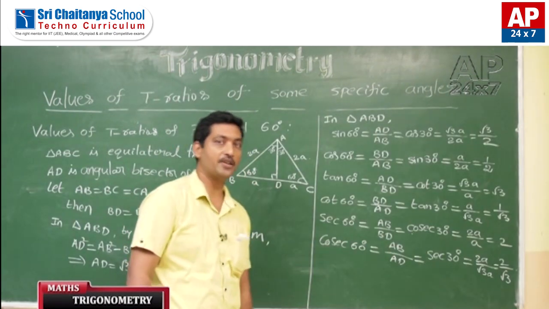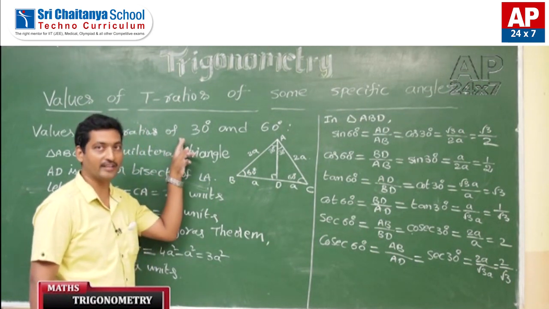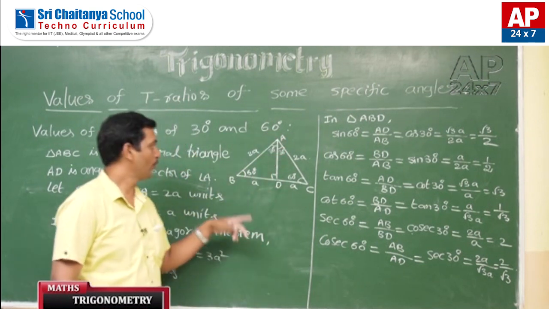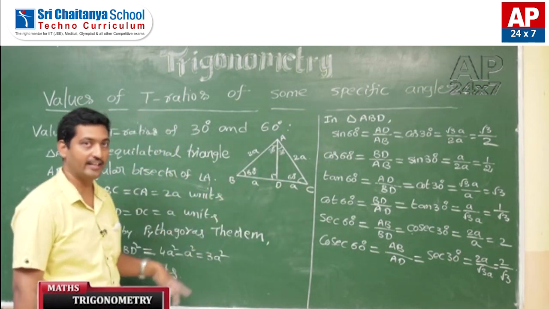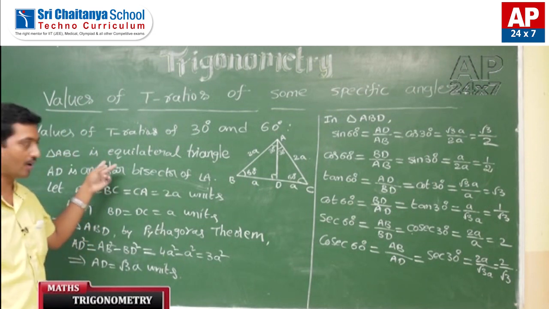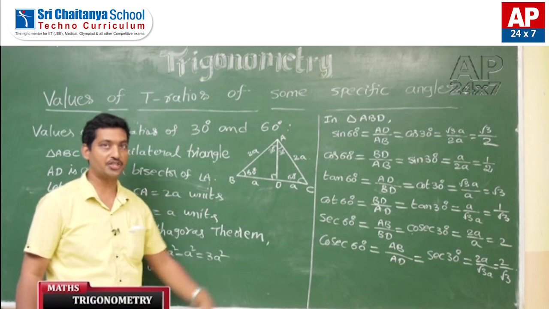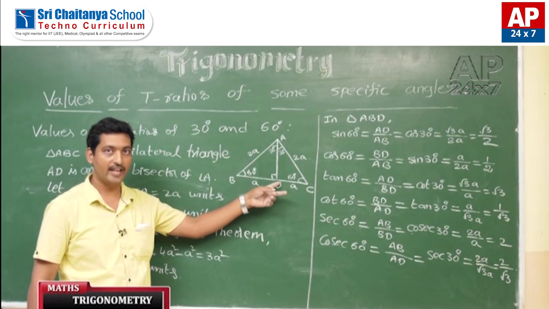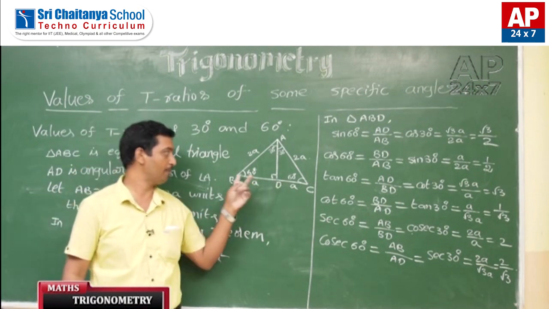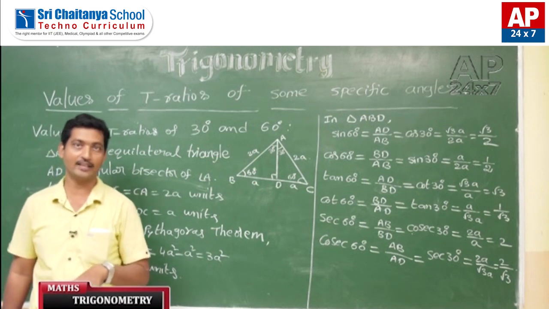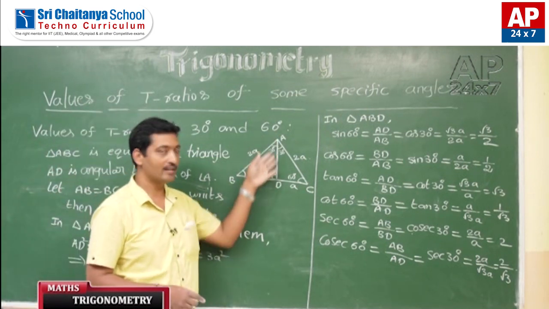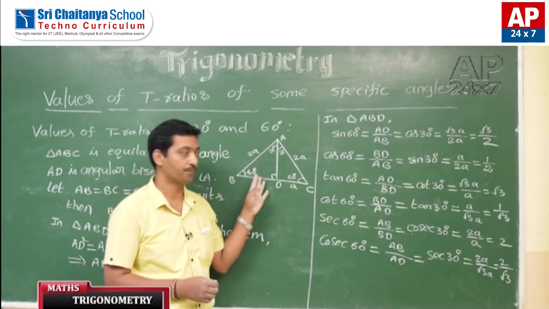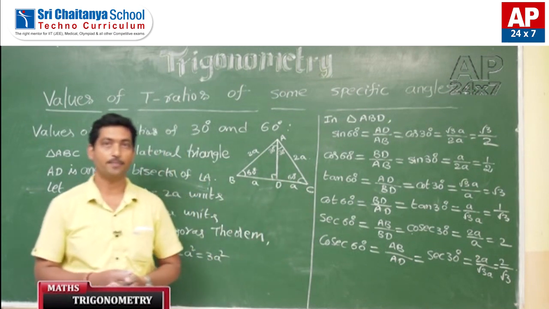Let us find the values of the trigonometric ratios for the angles 30 degrees and 60 degrees. For that, we have to take an equilateral triangle ABC. Equilateral triangle means all the angles are equal to 60 degrees. Take AD as the angle bisector, D is a point on BC. In an equilateral triangle, the angle bisector, the median and the altitude are the same, the perpendicular bisector of the side BC, all are the same.